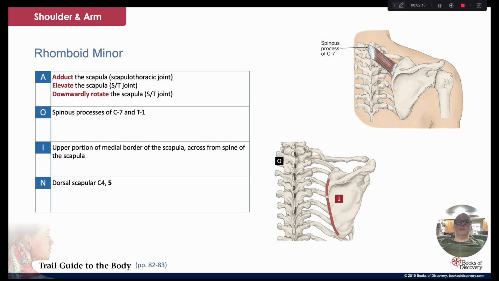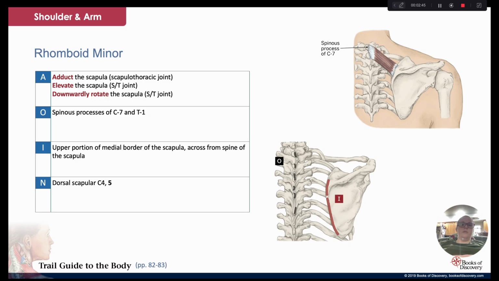The minor is typically the smaller muscle. Doesn't necessarily mean it's below it or anything. That would be supra or inferior, something like that, or sub would be below. So rhomboid minor is just a tiny little helper muscle for the rhomboid major. It's also going to adduct the scapula, elevate it, and downwardly rotate it. It's just not the main powerhouse muscle.